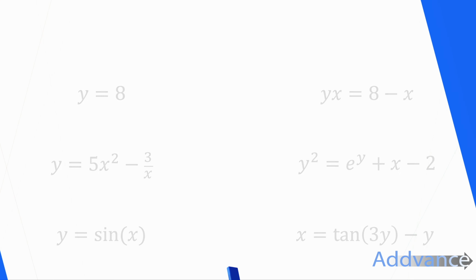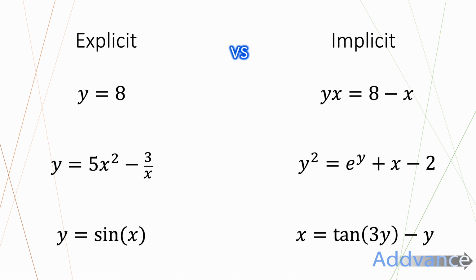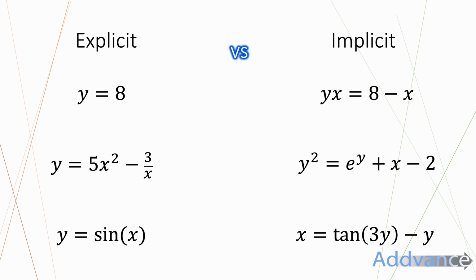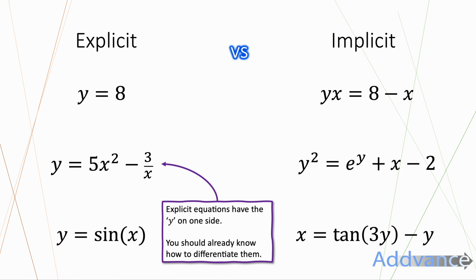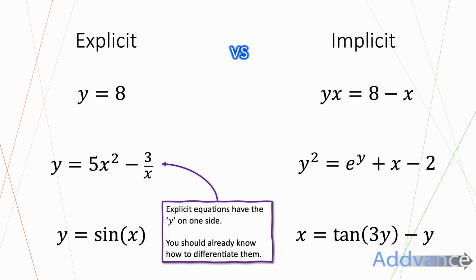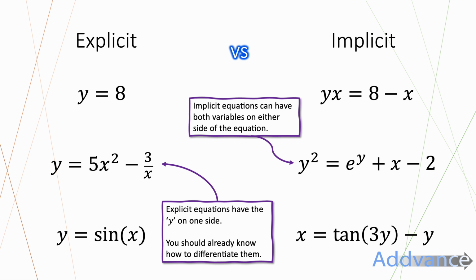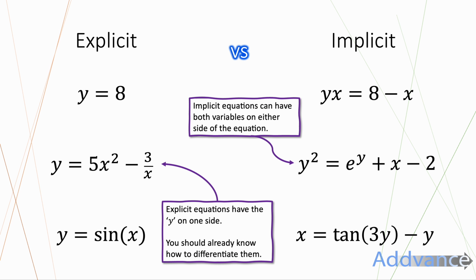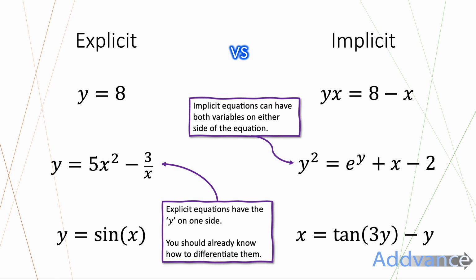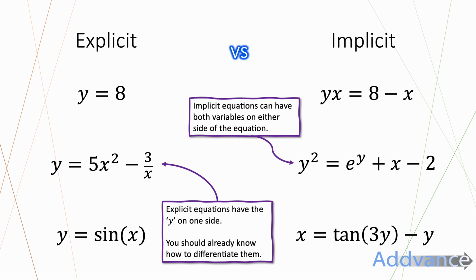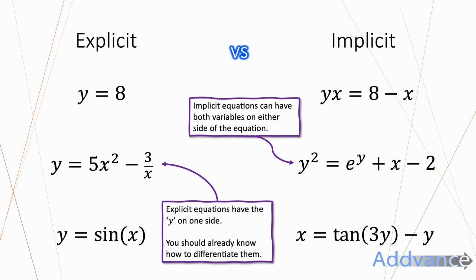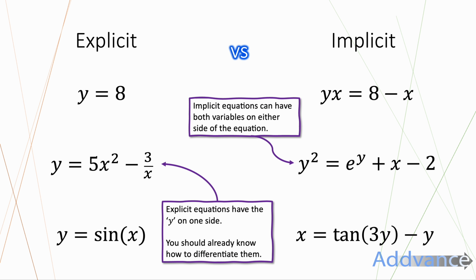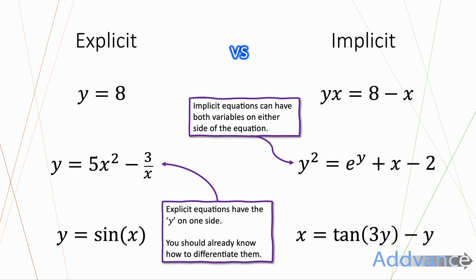But without much further ado, let's look at what implicit means. Well, explicit means that the y is on its own on one side, whereas implicit means that x's and y's are on both sides of the equation, and that x's and y's can be multiplied together, and that y doesn't have to be on its own on one side. So you can see some explicit equations on the left and some implicit equations on the right.